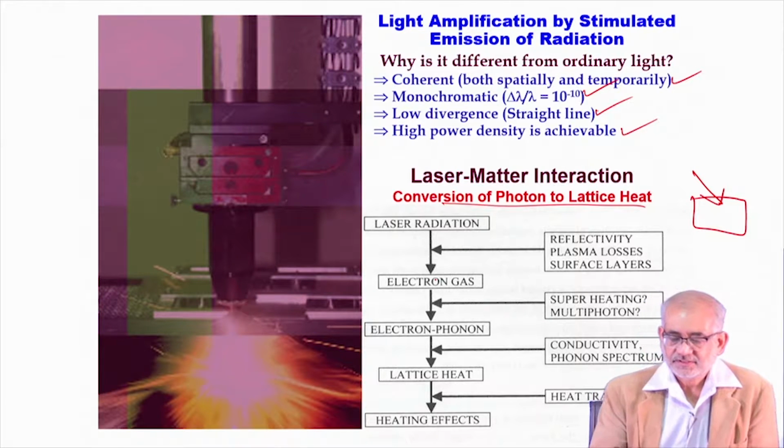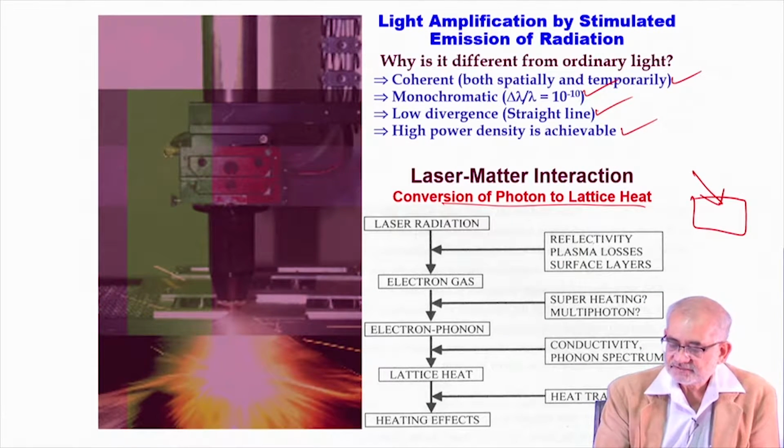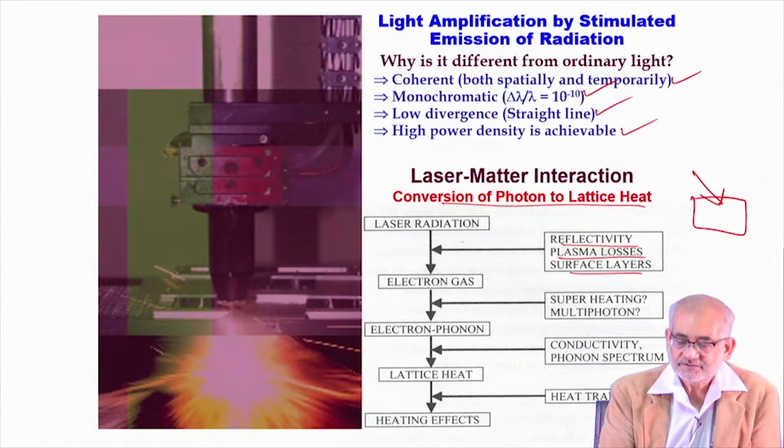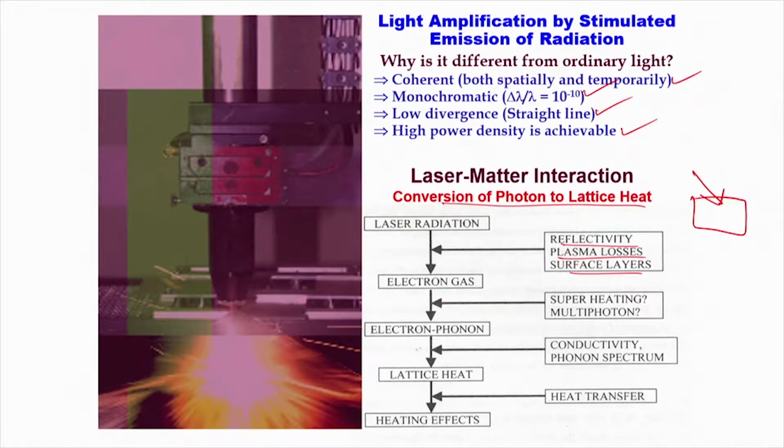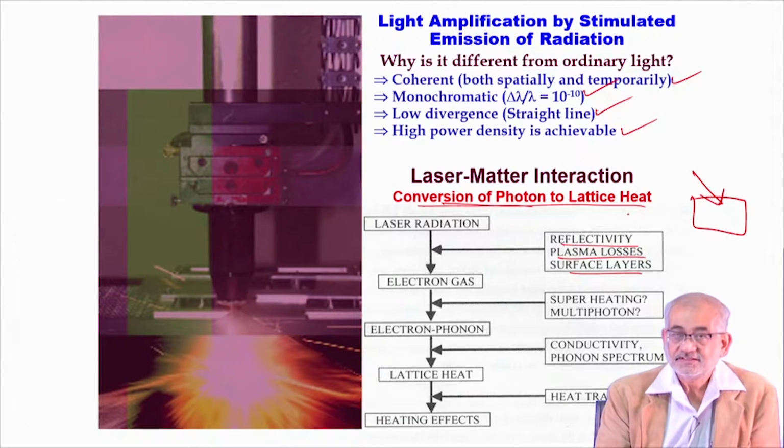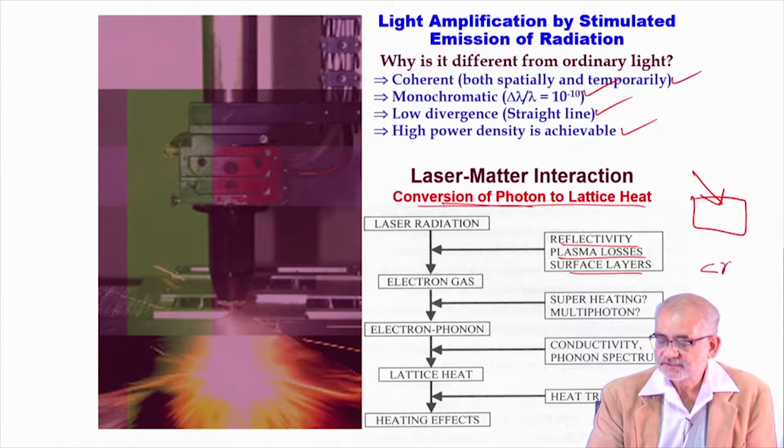Nevertheless, whether it's metal or non-metal, the whole process is done very, very quickly. So incident radiation suffers reflection or creation of plasma or some interaction with the surface layers, so some attenuation takes place, but then subsequently it creates an electron gas through the excitation process I mentioned, and there will be superheating or multiphoton activity during the irradiation. There will be electron-phonon interaction, and this happens at a very small time scale, much less than a nanosecond, typically of the order of a picosecond. That is why the conversion of incident photon into lattice heat is very fast, typically less than a nanosecond.